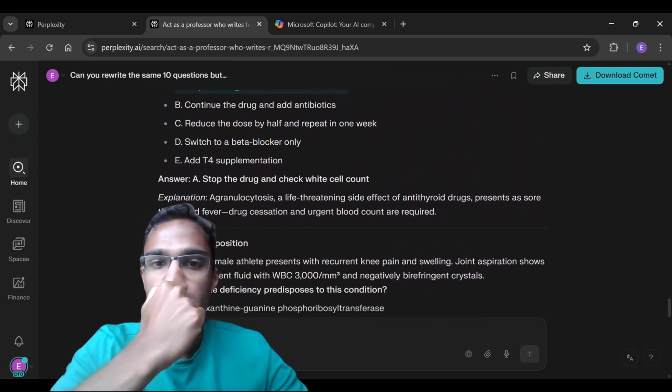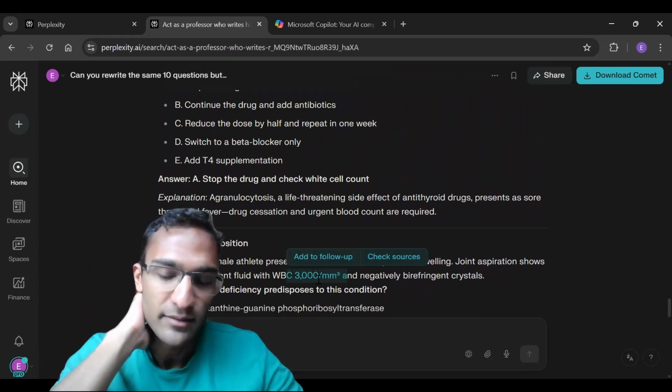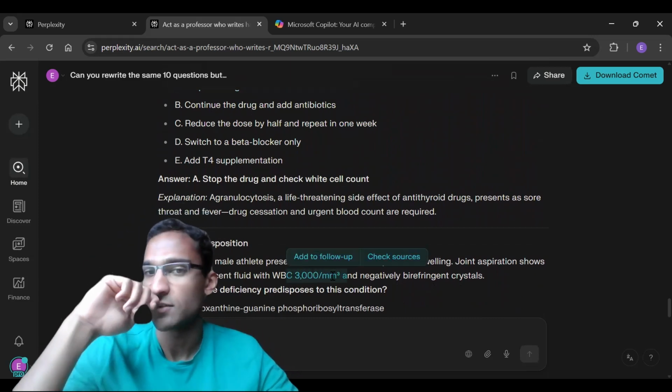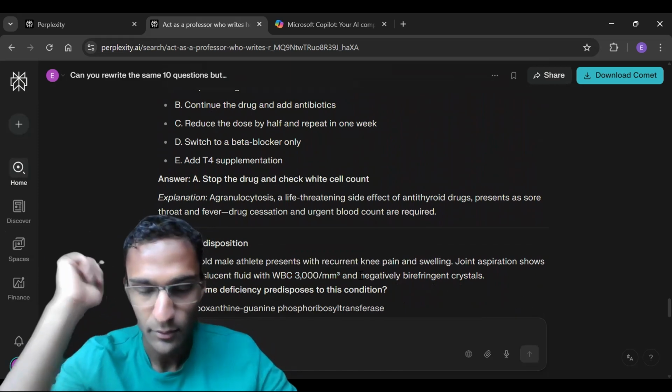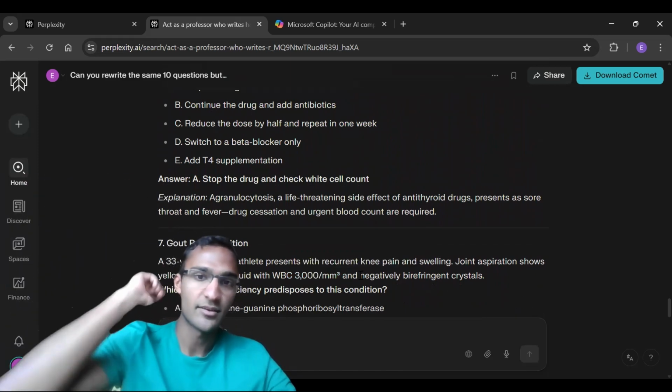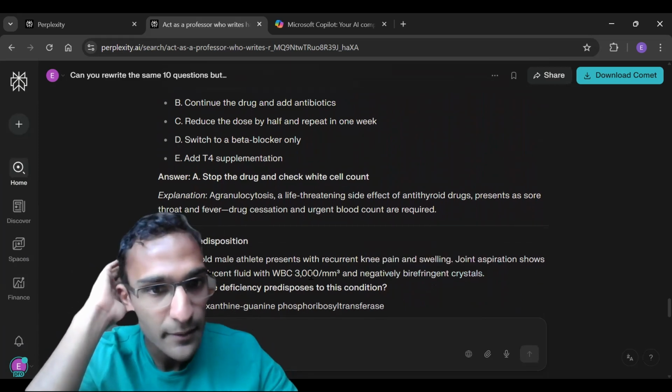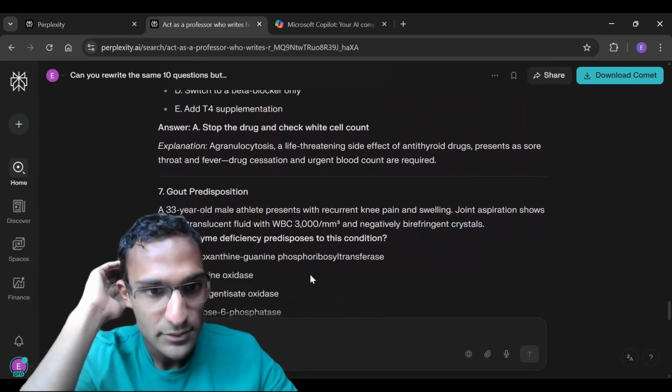All right, male athlete, recurrent knee pain and swelling, yellow fluid. The white cell count is not high enough to be septic arthritis, I don't think, or not high enough to be strongly suggestive, but I think the crystals sort of give it away. Geez Louise.